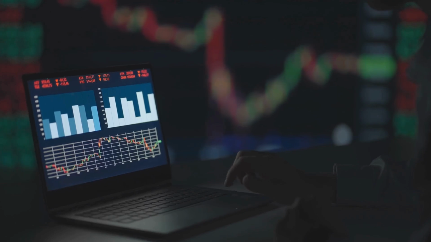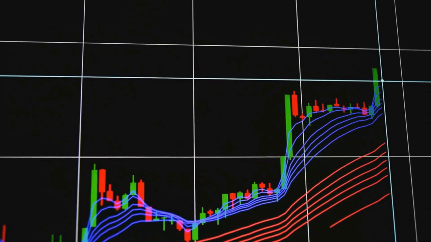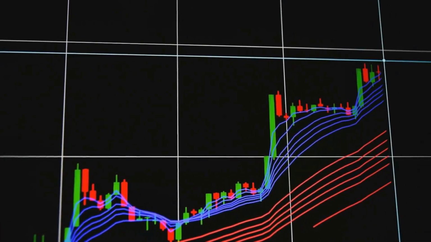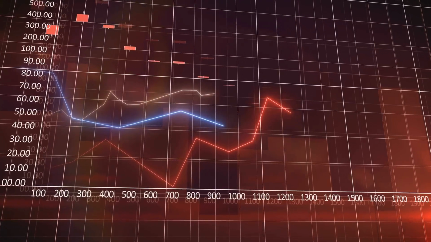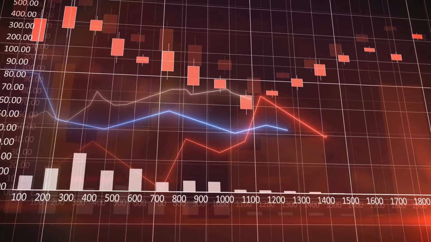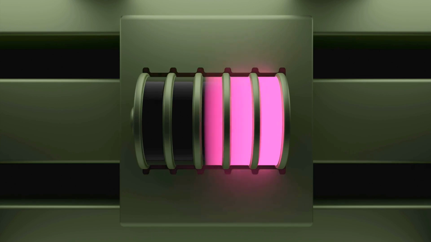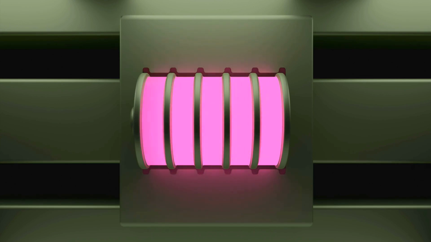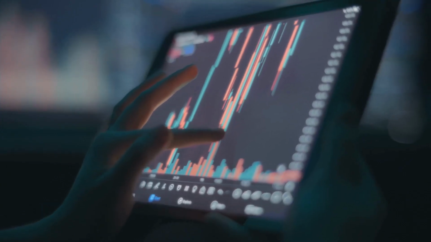So how do you actually trade a rounding bottom? Well, the key is to wait for a clear breakout above the neckline. Think of the neckline as the resistance level that's been holding the stock down. Once that neckline is decisively broken, it's like a coiled spring releasing, propelling the stock higher. Now you don't have to buy right at the breakout.